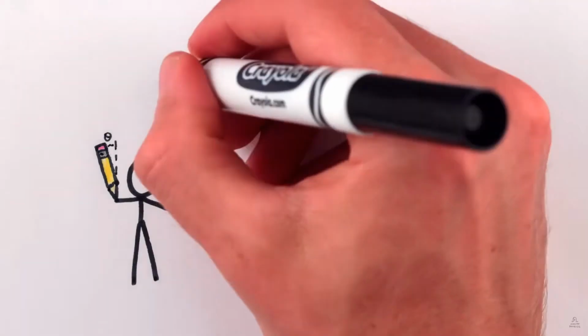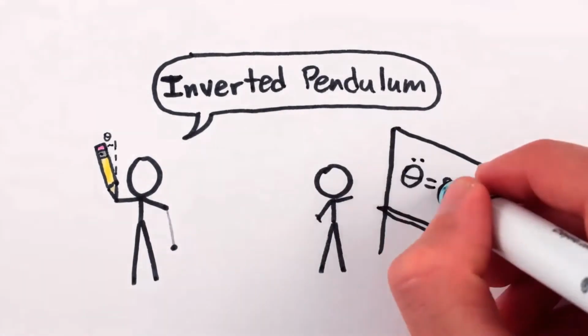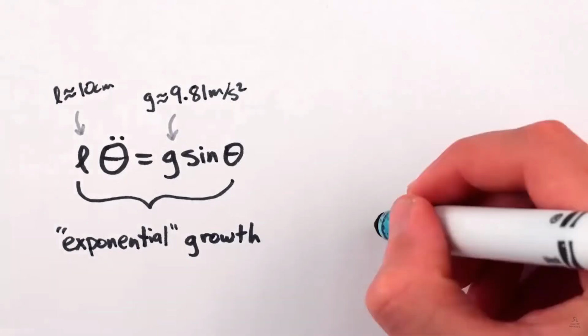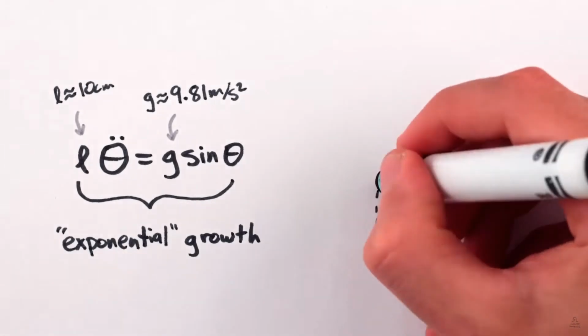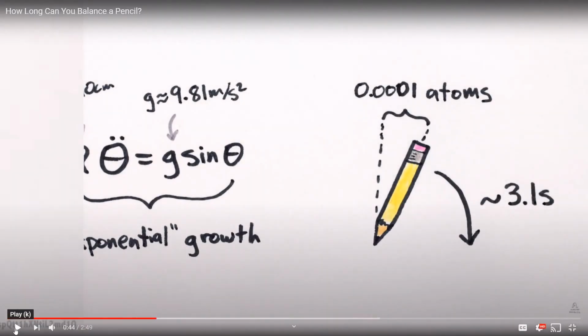Physicists call this kind of tipping an inverted pendulum, because it's kind of like an upside-down pendulum, and careful mathematical analysis of inverted pendulums will tell you the obvious. They're really unstable. In fact, these equations predict that if a perfectly balanced pencil with a perfectly sharp tip were to get nudged off balance by just 1/10,000th the width of an atom, it would take only 3 seconds to fall over. 3.1 seconds. So initially it's going almost 0 meters per second.